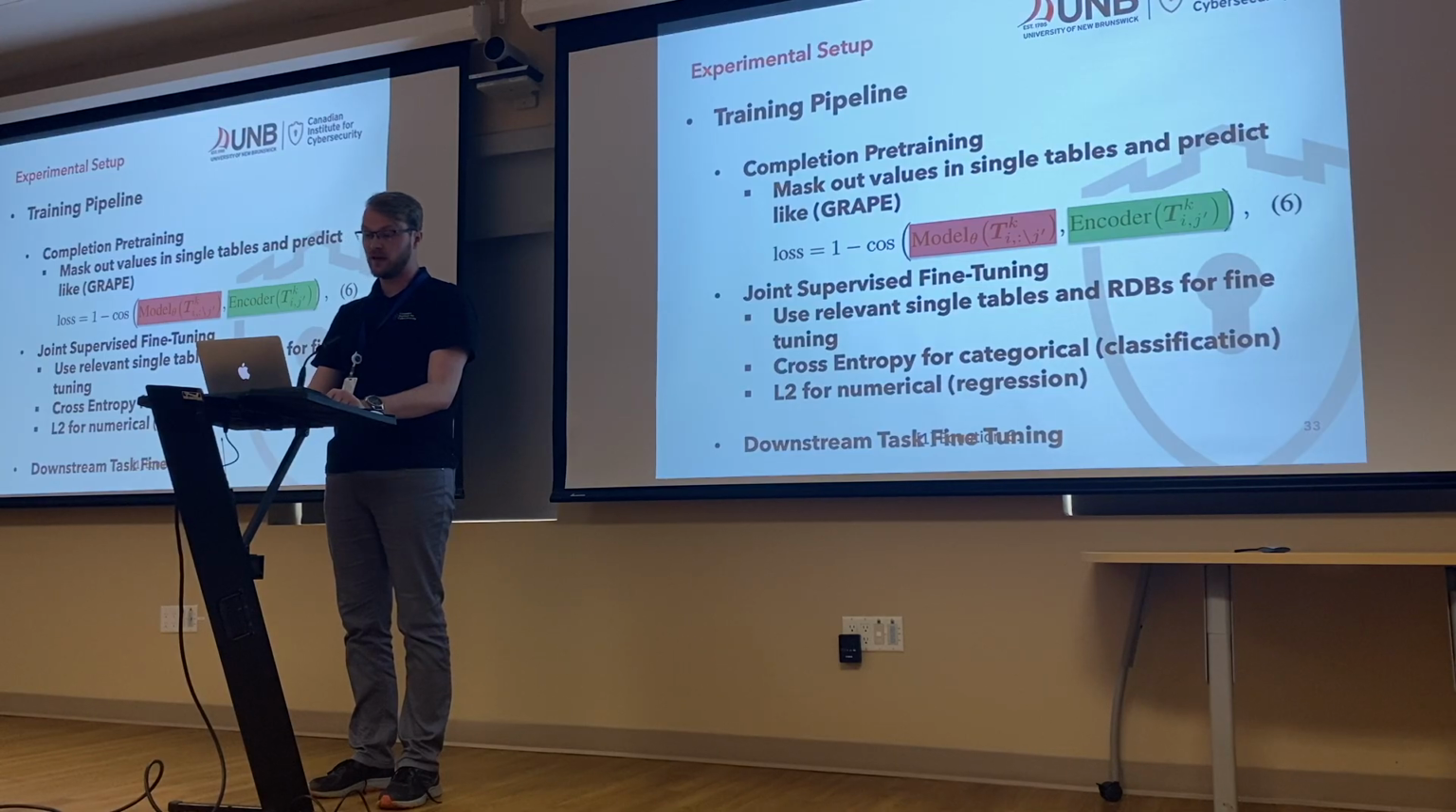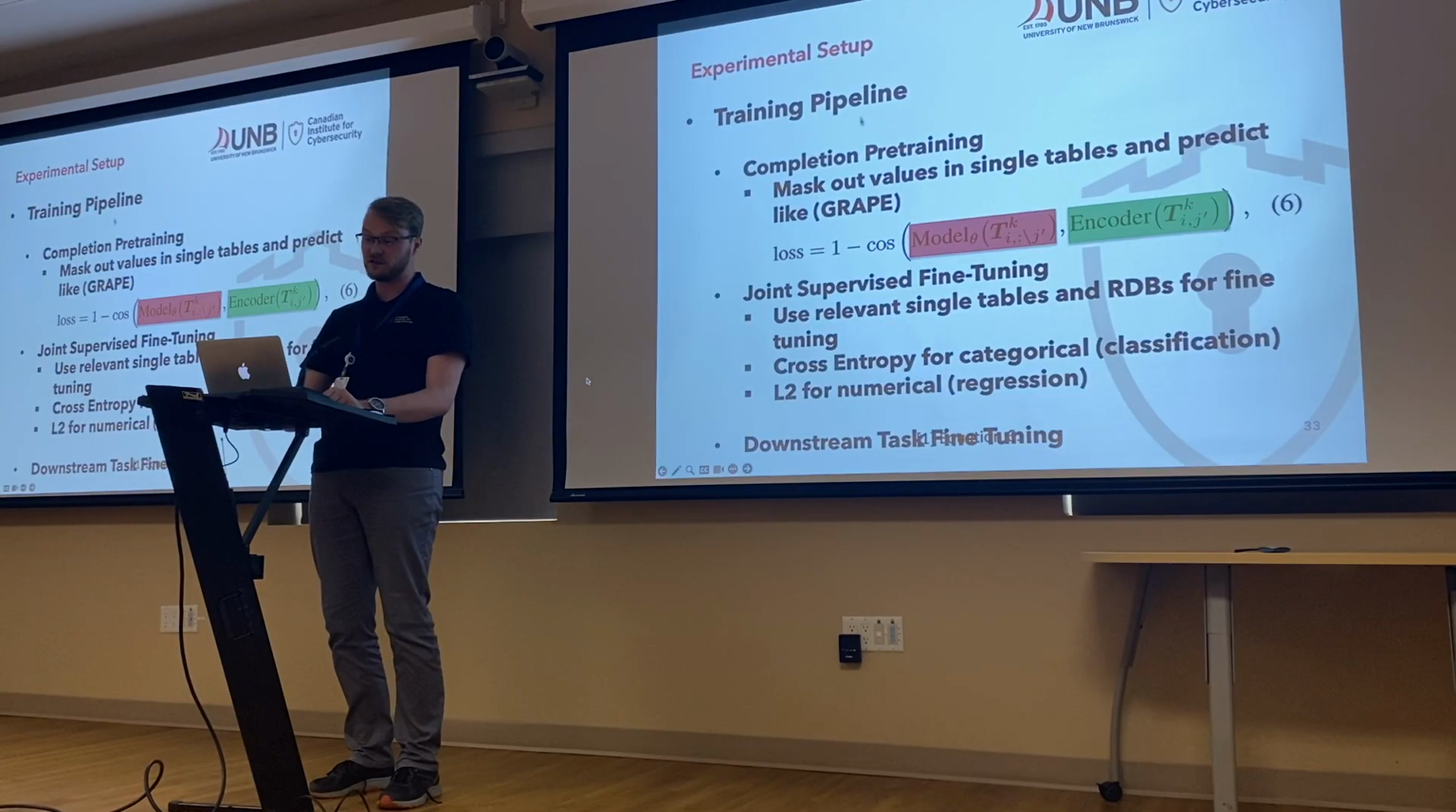In terms of the training pipeline, they do a couple things. First and foremost, they train Griffin on this completion pre-training set. So here they only consider the single table values, and they use them to predict, I guess, just masked or completed things. So just like what we were doing in grade. And here we can see that there's this interesting looking loss function where we have 1 minus the cosine of two things fed to a model.